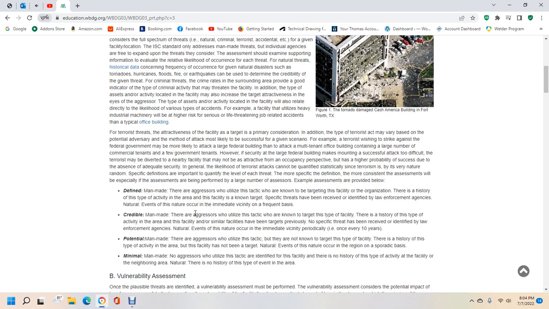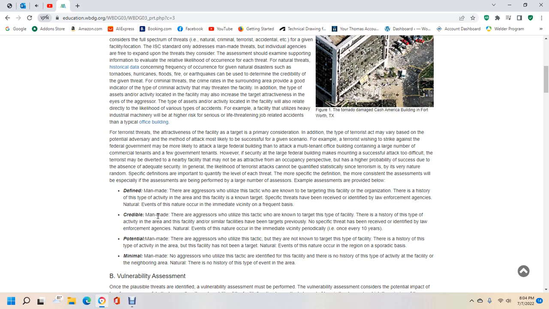Definite, man-made: an aggressor who utilizes a tactic known, with the target being the facility or organization, has a history of this type of activity in the area of the facility, or specific threats to the known target have been received and identified by local law enforcement; natural events of this nature occur in the immediate vicinity on a frequent basis. Credible, man-made: an aggressor who utilizes a tactic known with this type of facility, with its history, or similar facilities have been targeted previously, or a non-specific threat has been received, identified by law enforcement.